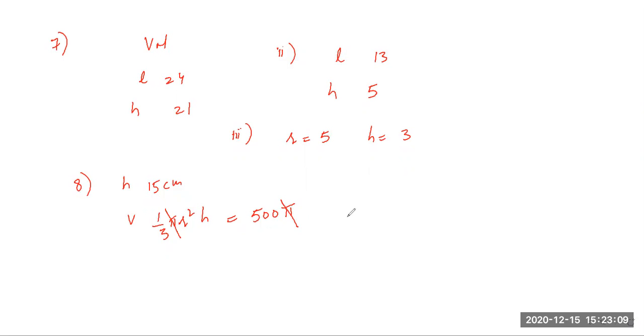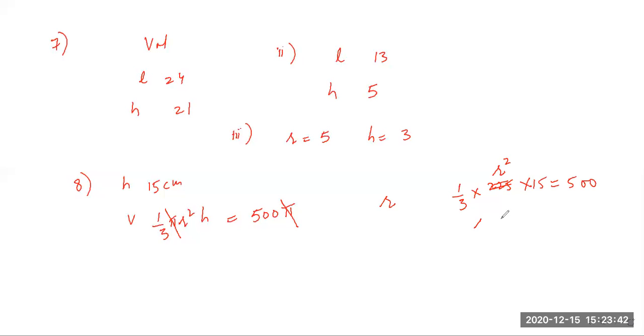Now find the radius of the base of the cone. Pi is cut with pi. You put in the value of h and find out the radius. Let's do it. One by three into r square into 15 is equal to 500. Sorry, students, r square into 15 is equal to 500.